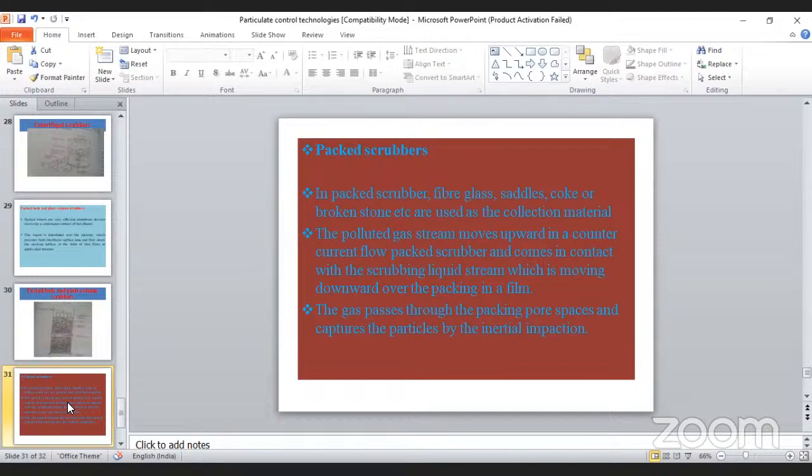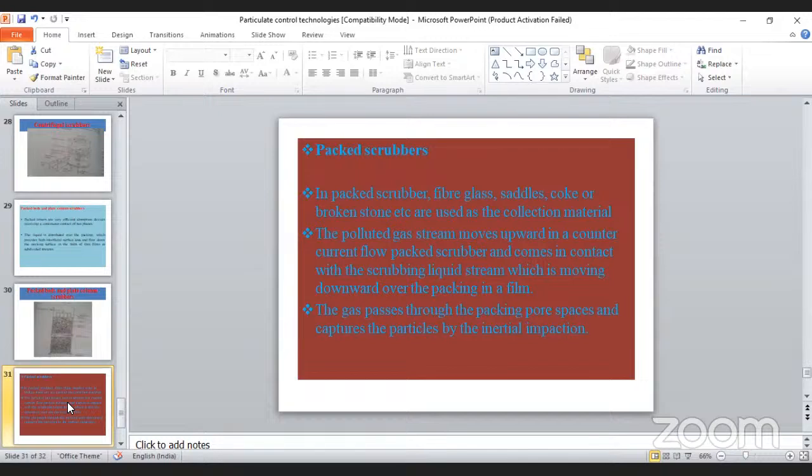When you studied the filtration lesson in your water treatment lesson, you would have understood what filter media they are using: fiberglass, sand, coke, or broken stone. And they are using granite, granular, and bituminous coal. Coal means everything; coke also comes under coal. Some of these are the materials used as packing material, and this packing material behaves like a collection media.